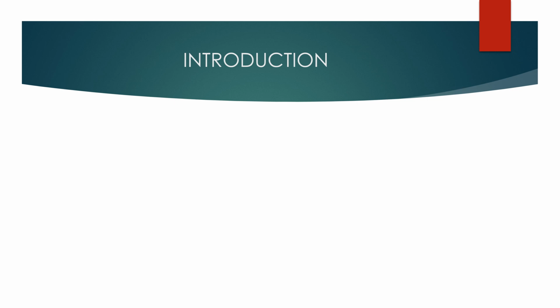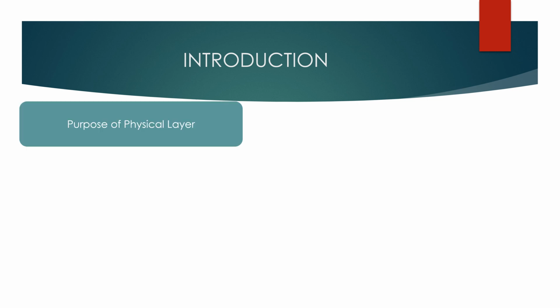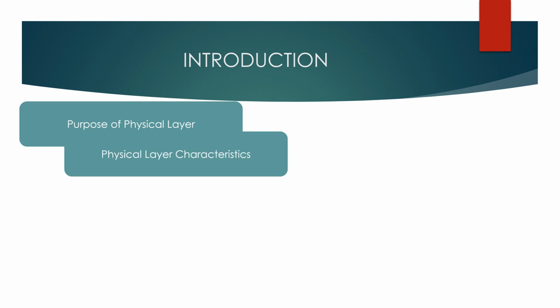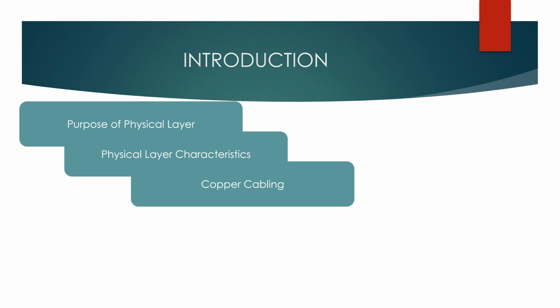And what we will learn in this module: we will learn about the purpose of the physical layer, where we will describe the purpose and the function of the physical layer in the network. We will learn about the physical layer characteristics, where we will describe the characteristics of the physical layer, and we will learn about copper cabling, where we will identify the basic characteristics of copper cabling.